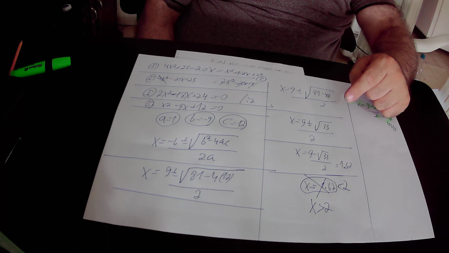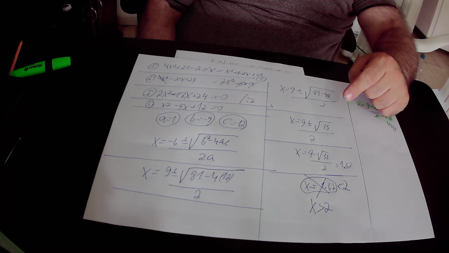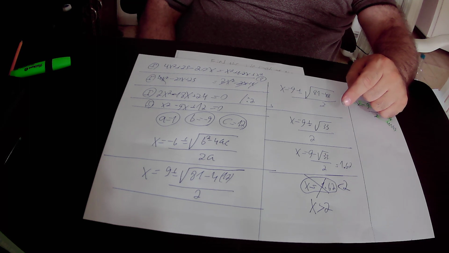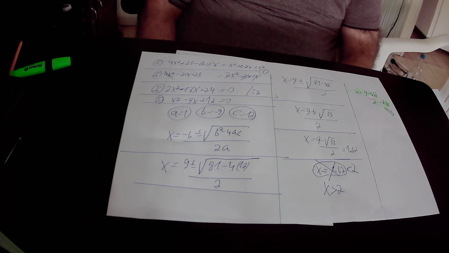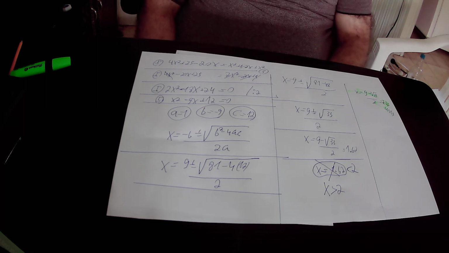So here we have two possible solutions for x. X equals 9 plus minus square root of 33 over 2. The first solution for x is that x equals 9 minus square root of 33 over 2. And 9 minus square root of 33 over 2 is 1.62.